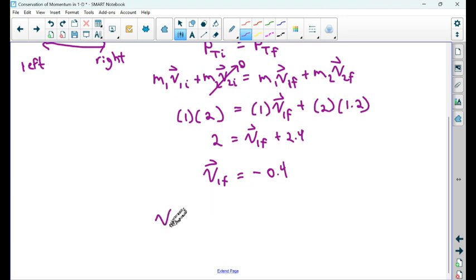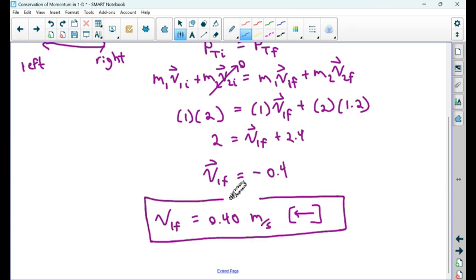So let's write our final statement here. 0.40 to have 2 significant digits, meters per second. Now, I could write left. I could also just draw an arrow like that to show direction. That would be a fine way to do it, which is what I'm going to do in this case because it makes it look nice. Okay, there we go. We figured out the final velocity of ball number 1, accounting for the fact that momentum is conserved.